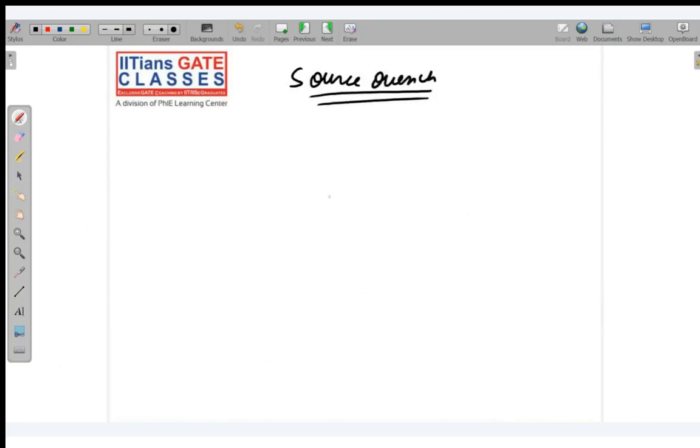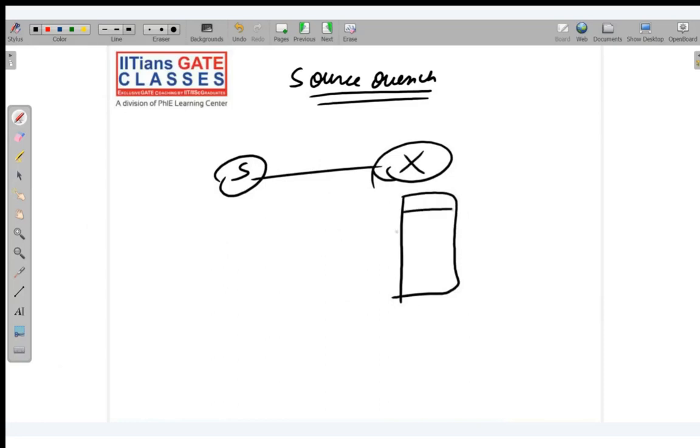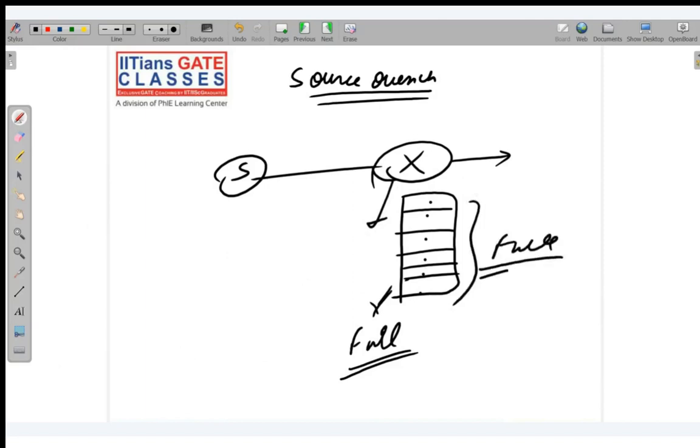Okay, source quench means, see, this is the sender, this is the router. I have told you the router has a buffer. In that buffer it will temporarily store the packets, and one by one it will process and forward them. Packets might come to the router at very high speed, so obviously it will maintain a buffer. Now assume this buffer is full, and the sender has sent a packet to the router. Now what will the router do? Obviously it will discard the packet, because the buffer is full.